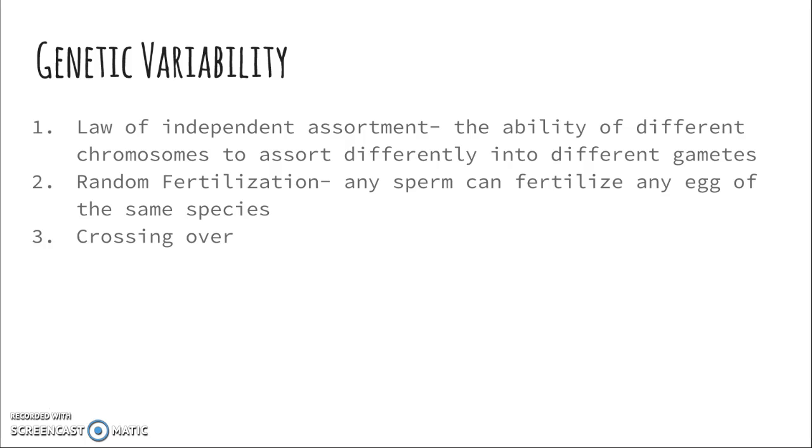And lastly, what we already talked about in prophase 1 is crossing over. When we break off parts of that chromosome, we are adding a little bit of variability to what is in that gamete, and we're giving it more uniqueness and variability.